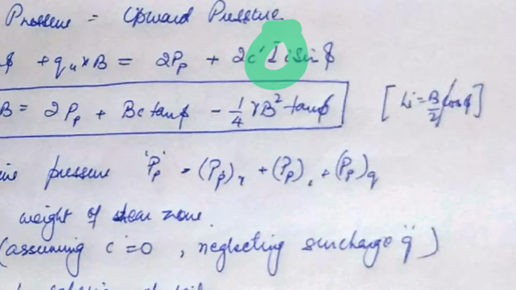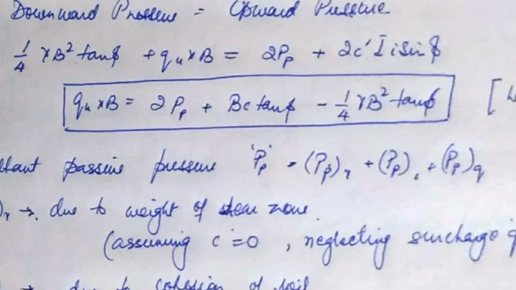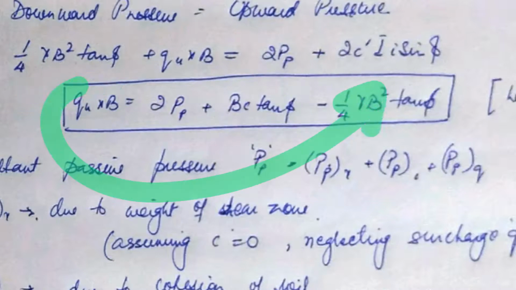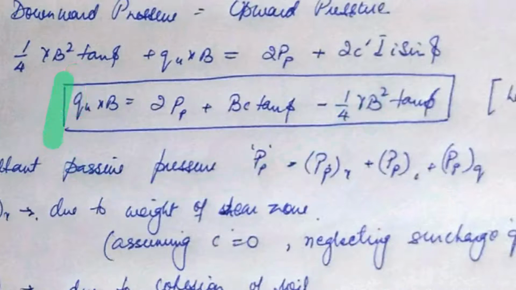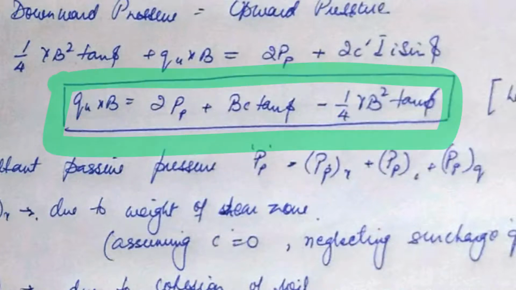Converting it in terms of B by 2 cos phi, your equation looks like this: BC tan phi, then this term, bring it here. This is actually equal to 1 by 4 gamma B square tan phi. So your equation looks like this: QU cross B is equal to 2 PP plus BC tan phi minus 1 by 4 gamma B square tan phi.